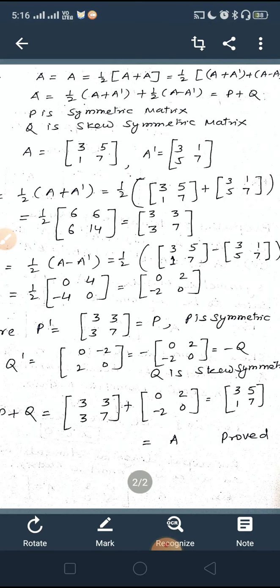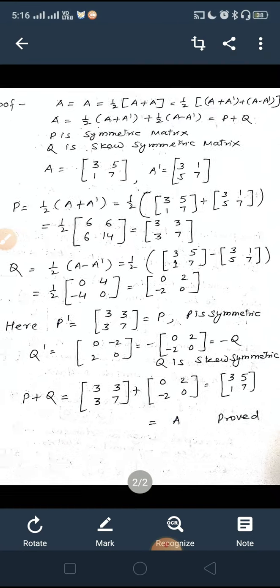Now write the first, 1 by 2 (A plus A dash), as P and 1 by 2 (A minus A dash) as Q. Here P is a symmetric matrix and Q is a skew symmetric matrix. Now check it through an example.